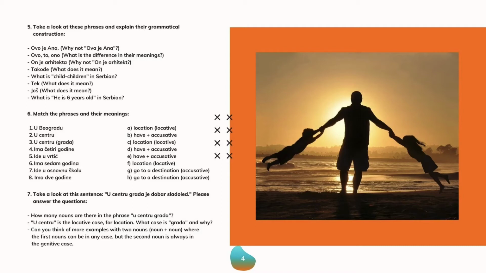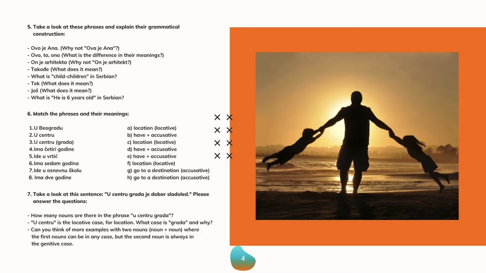Then the word takođe. Do you know what it means? The translation is too, as well. Because children, like in English, is an irregular noun, let's take a look at the forms in Serbian. It's dete, deca. Then the word tek, the meaning is just, only. The word još means more or still, depending on the context.